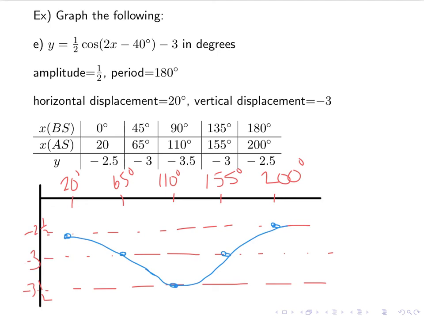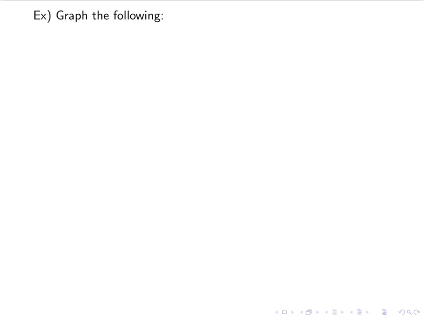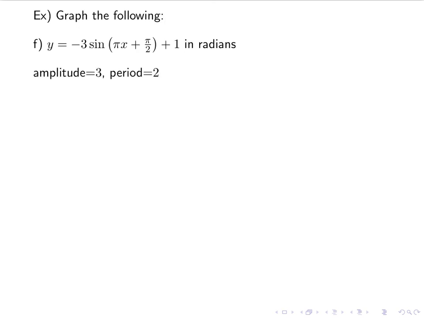Okay, so let's do one more. y equals -3 sine of (pi x plus pi over 2) plus 1, in radians. The amplitude, again, remember it's the absolute value. It's always a positive number, it's a distance. So the amplitude is 3. The period is 2 because it's 2 pi divided by pi, so that's 2. The horizontal displacement is -1/2 or -0.5.